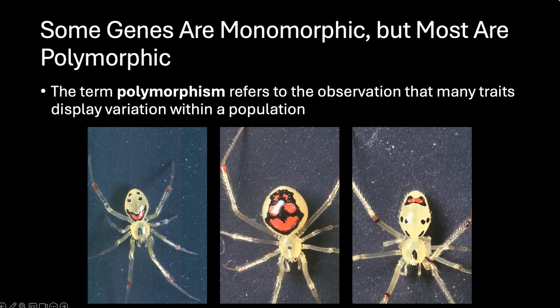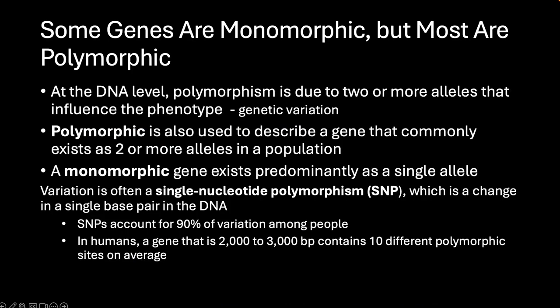The spiders in this photo are all the same species of happy face spider, but differing alleles in the population affect the color and pattern of the happy face on them. Cute. If we think about it at the molecular level, a polymorphism is due to genetic variation that leads to two or more alleles that influence the phenotype.